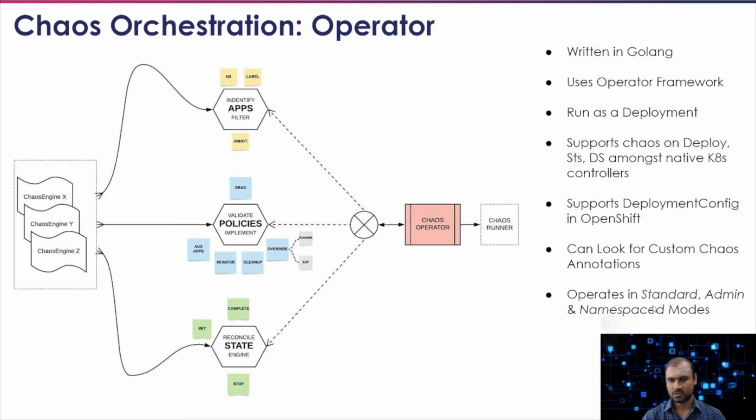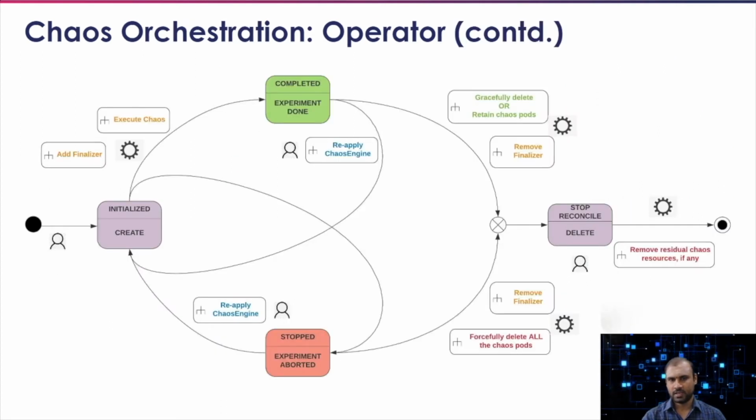This way, several developers on a cluster can install their own namespace operators and create the experiment CRs in the same namespace and get the reconcile done there. So these are the details of the chaos operator. We'll take a look at how the state flows in the chaos engine as implemented by the operator.